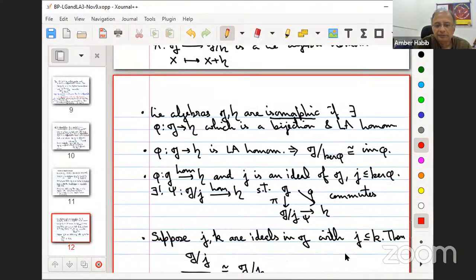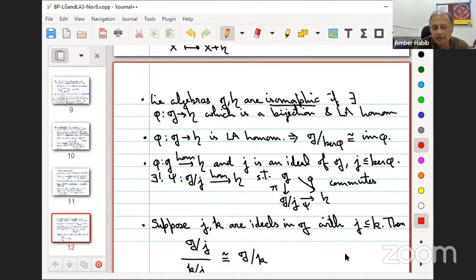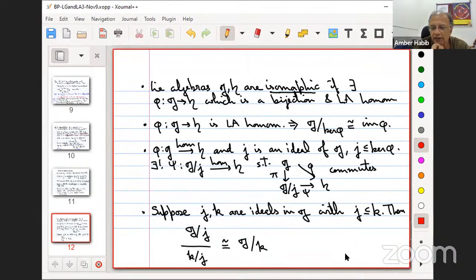You have your other isomorphism theorem. Suppose you had two ideals, J and K, and J was contained in K. So you first take the quotient Lie algebra G by J. You take the quotient Lie algebra K/J. K/J is clearly contained in G/J. And because K is an ideal in G, this K/J will be an ideal in G/J. So you can quotient them and the J's cancel and you just get G quotiented by K.